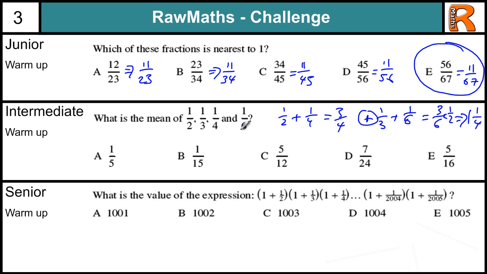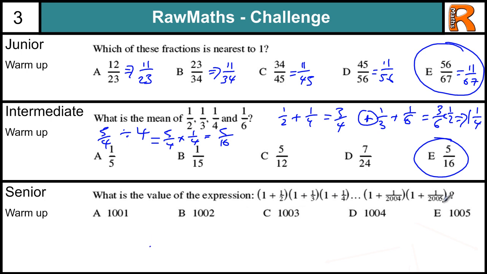So what's the mean of those? If that's 5/4, to find the mean we need to divide by 4, because that's the sum divided by the number of things. Dividing 5 over 4 by 4 is the same as doing 5 over 4 times a quarter, which is 5 over 16, which is E again. Senior warm-up challenge.